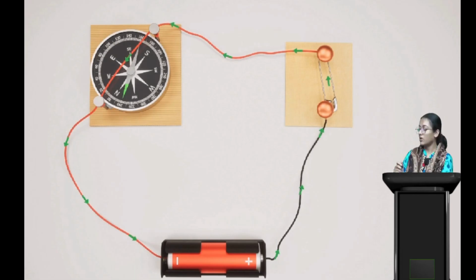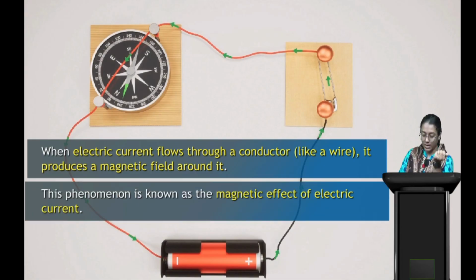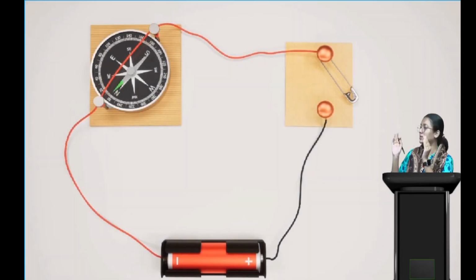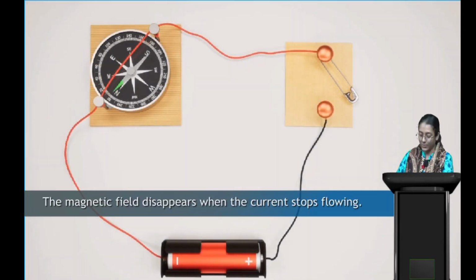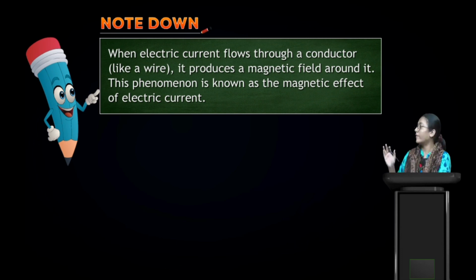See, here the current is flowing, isn't it? So when electric current flows through a conductor like a wire, it produces a magnetic field around it. This phenomenon is known as the magnetic effect of electric current. So whenever we turn off the switch, what happens? The magnetic field disappears when the current stops flowing.